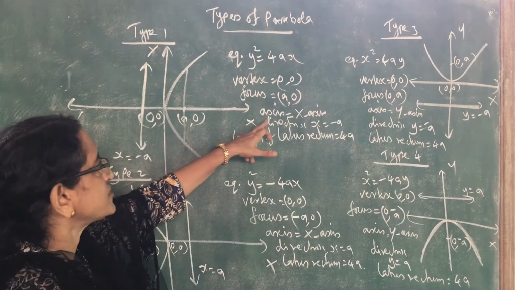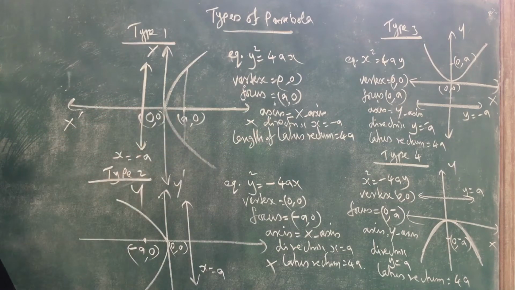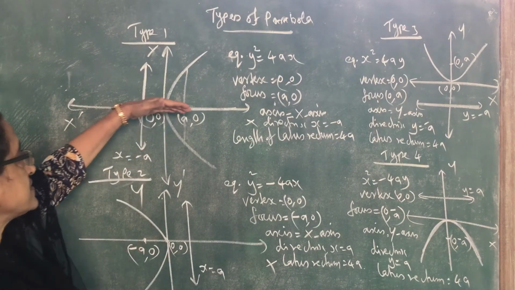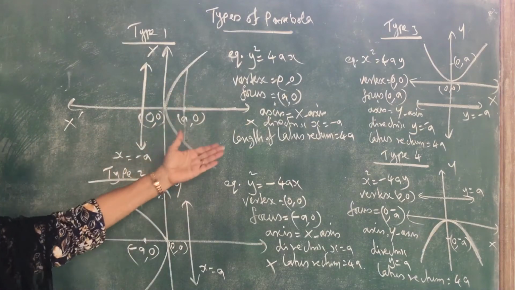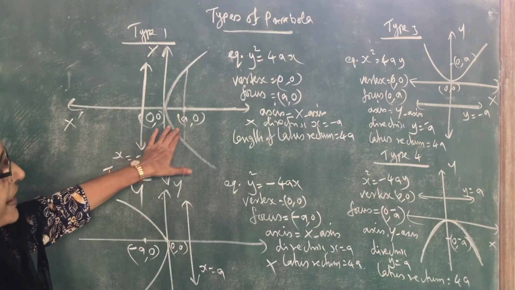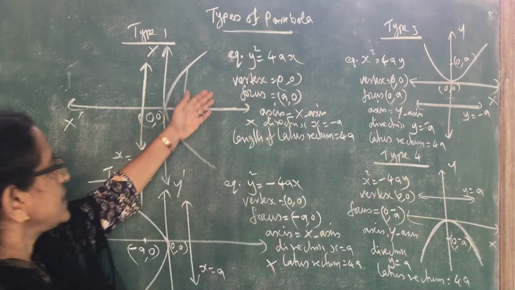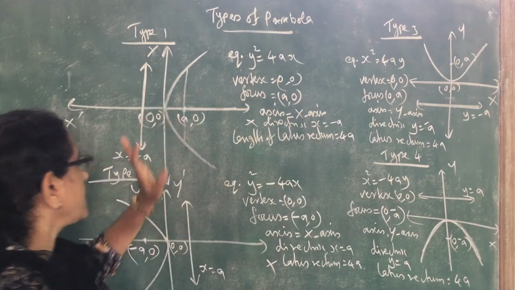Then the axis of the parabola. The axis for this parabola is the x-axis, because this parabola is symmetric about the x-axis. Therefore, the axis of this parabola is the x-axis. So these are the specialties of this parabola.